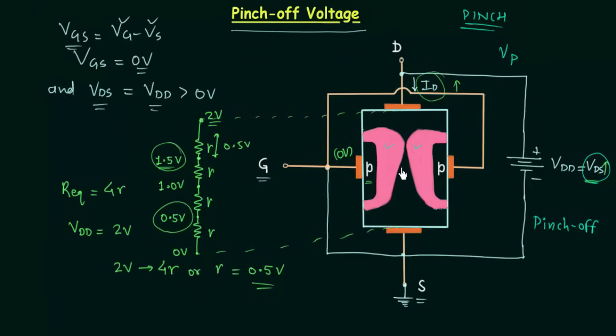The reason is the cause. The cause is the voltage drop across these resistances, and the voltage is dropping across these resistances because of current ID. And when these two depletion regions touch each other, ID will become 0 amps. And when ID becomes 0 amps, the drop across resistance R will also become 0. And when the drop becomes 0, the potential here is equal to 0 volts. So the N side is connected to 0 volt, and the P side is also connected to 0 volt. So the PN junction is not reverse biased, and hence the width of the depletion region will not increase. So this is the reason because of which the two depletion regions will never touch each other.